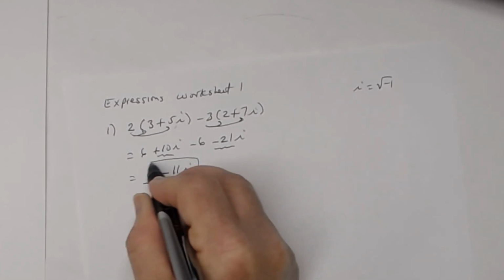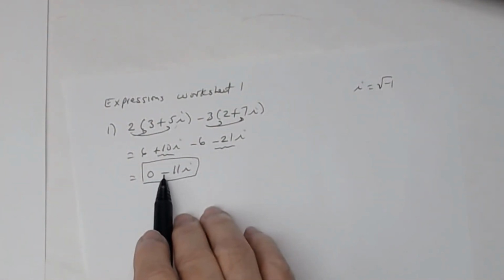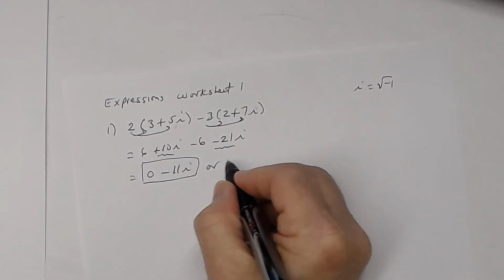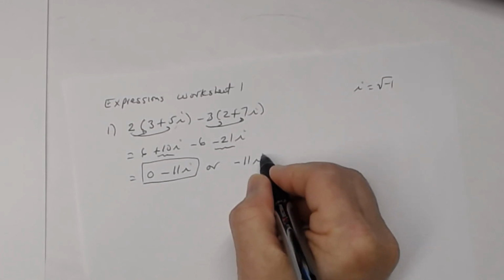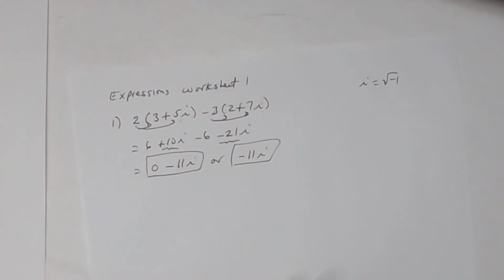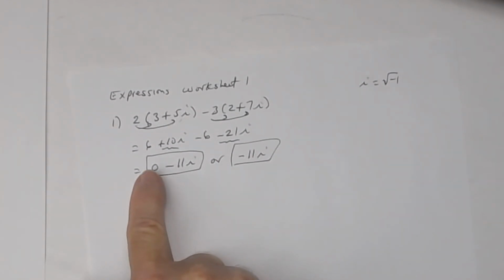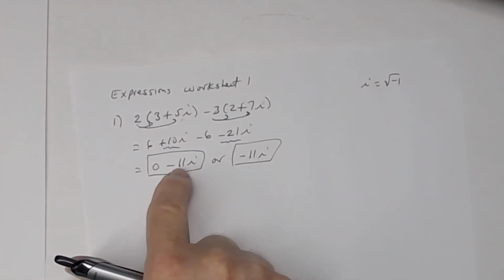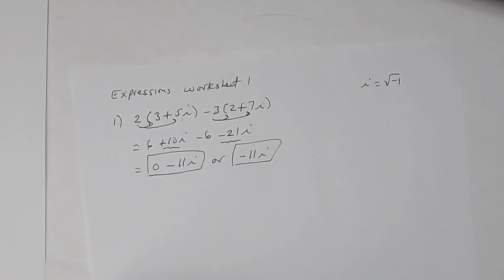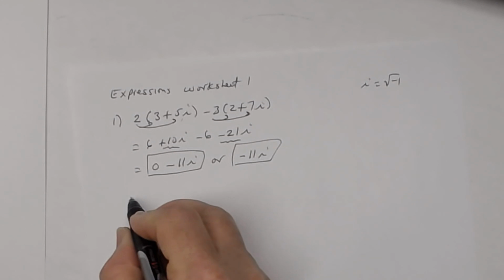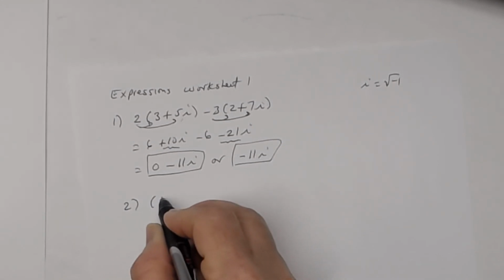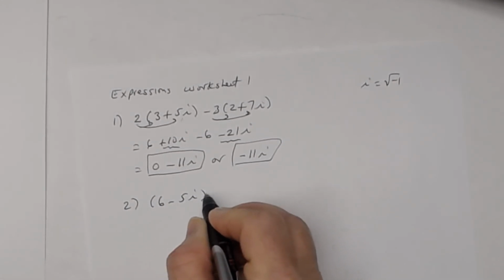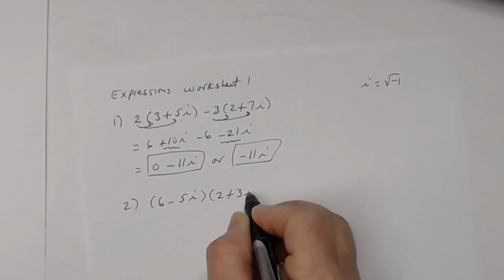And there's your answer, written in the form a plus bi. Now, if you wrote it as just negative 11i, that's fine. I would have given you credit for it, although this is the form a plus bi. A in this case is 0, and bi is negative 11i. Okay? All right, number 2, you have 6 minus 5i times 2 plus 3i.